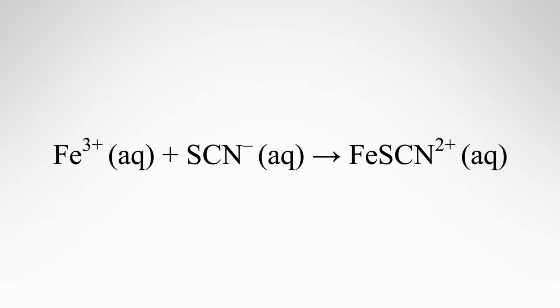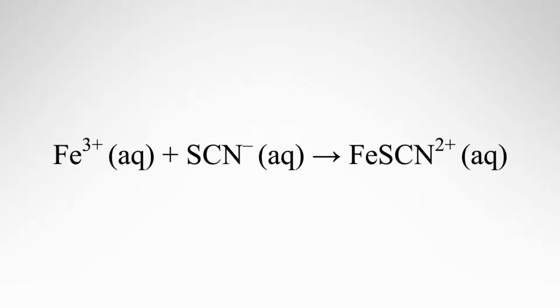This video is demonstrating experiment 10 from Advanced Chemistry with Vernier entitled The Determination of an Equilibrium Constant. Today we're going to be determining the equilibrium constant between a reaction of iron 3 ions and thiocyanate ions. The net ionic equation is shown here.